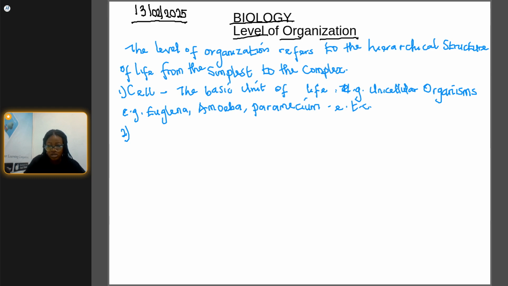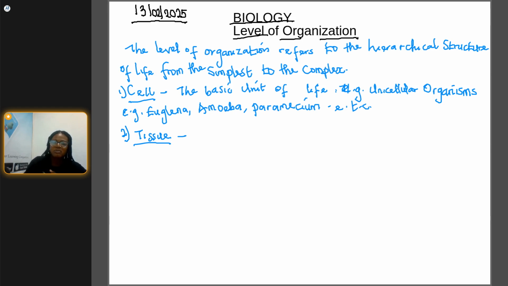The first level is the cell, the second level is the tissue. This is the second level. Please take note of everything we are doing in this class. We are going to be treating past questions after each topic. So after this topic, we'll treat past questions just like we did in the last class. So take note of everything we are doing in this class. Thank you. So we move to tissue.